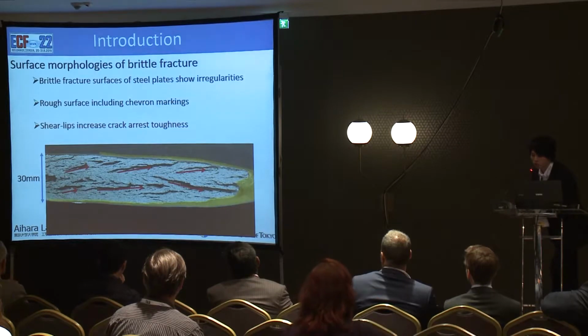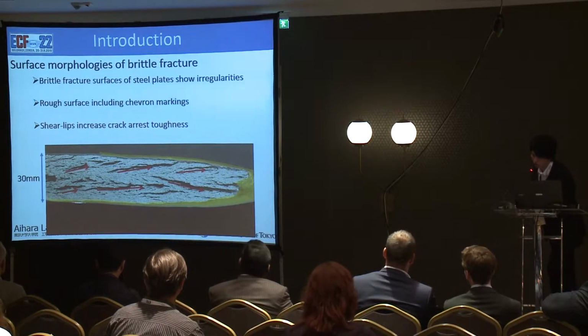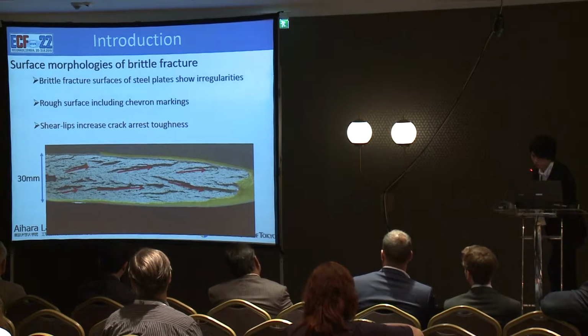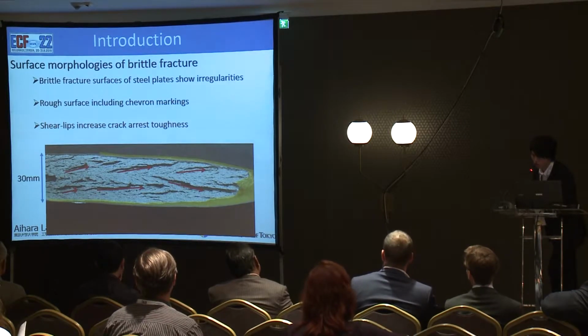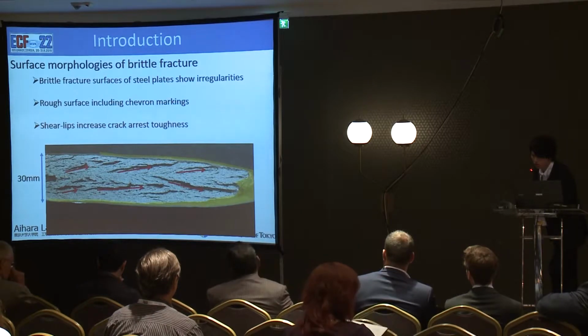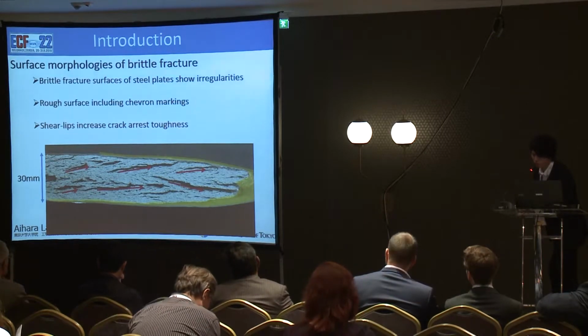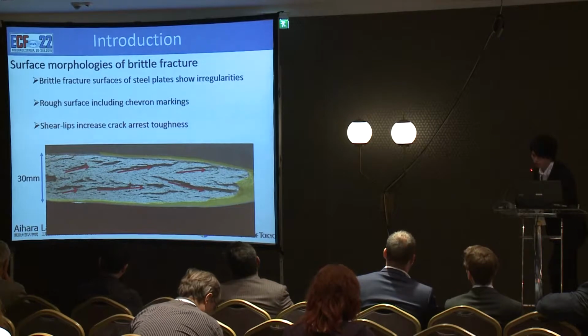It is well known that brittle fracture surfaces of steel plates exhibit irregularities with typical morphologies, like chevron markings and shear lips. The relationship between roughness of brittle fracture surfaces and arrest toughness is generally recognized. And it is said that shear lips reduce the stress intensity factor by crack closure force acting on the uncracked ligament.